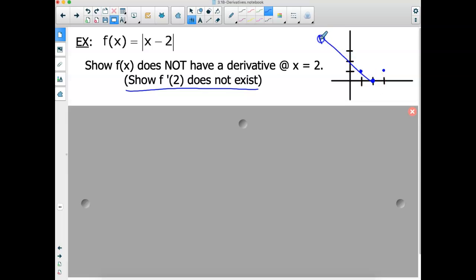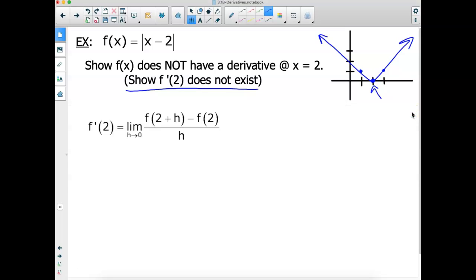So I would be coming out like this, and I would be coming out like this. So that's my graph. Notice this curve is not really smooth. The only place that this graph is not smooth as silk is right there at its vertex. Now, a parabola is smooth as silk at its vertex, but an absolute value is not.